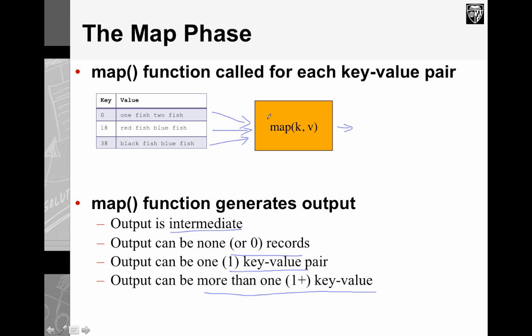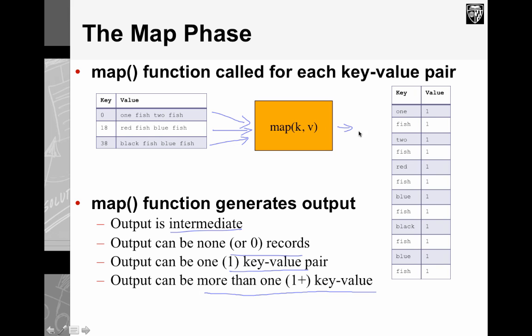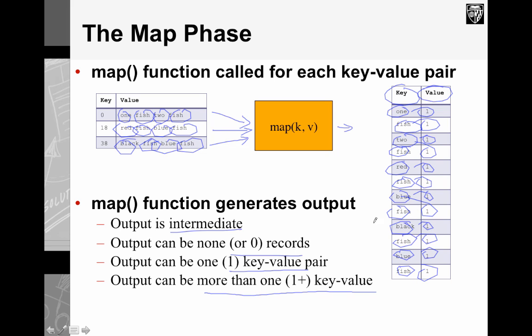You get my point. So by the time the mapper processes these 3 lines, what comes out of the mapper is a list of key value pairs: 1 1, fish 1, 2 1, fish 1, and then red 1, fish 1, blue 1, fish 1, black 1, fish 1, blue 1, fish 1. That's what is generated. What the framework does next is something called shuffle and sort.